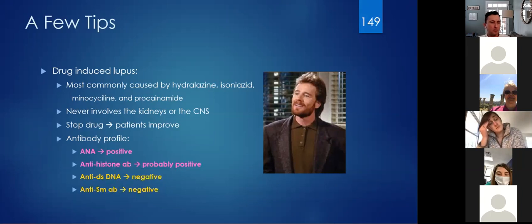And then it's important to highlight the antibody profile in drug-induced lupus. They're going to be ANA positive, most likely. They're going to be anti-histone antibody positive, most likely. But unlike other types of lupus, they will probably be dsDNA negative and anti-Smith antibody negative.